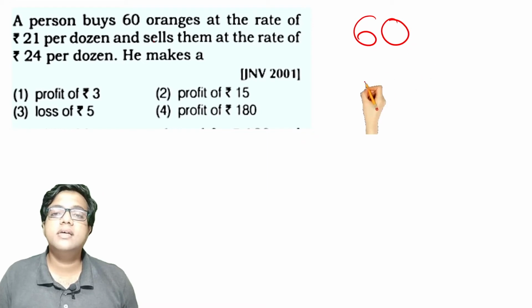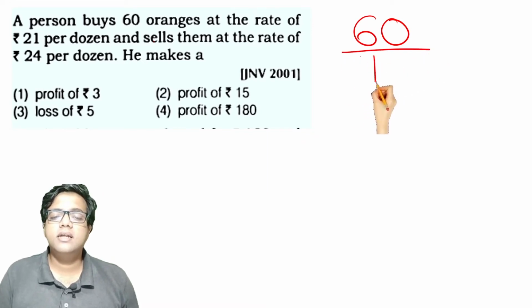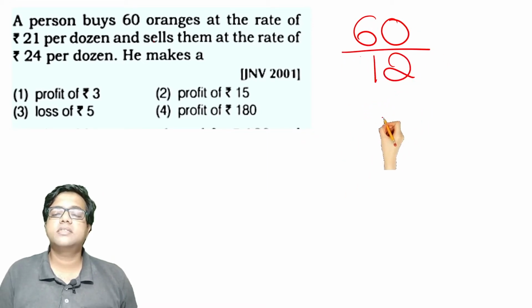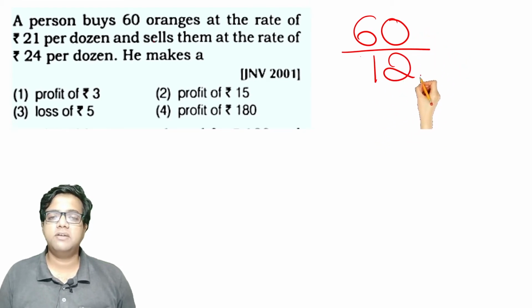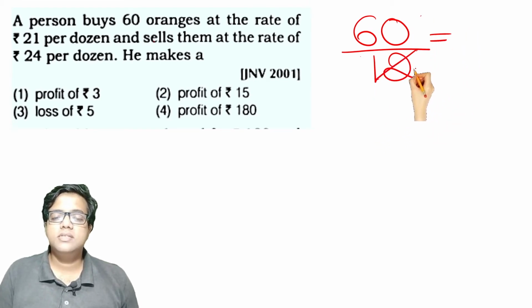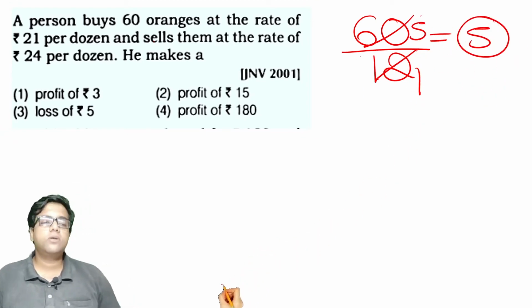How many dozens are in 60 oranges? For 1 dozen, there are 12 oranges. For 60 oranges, how many dozens are there? So you need to divide it by 12. 12 ones are 12, 12 fives are 60. So 5 dozens. He bought around 5 dozens.